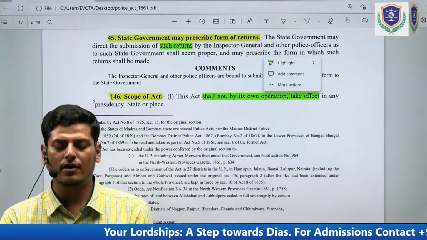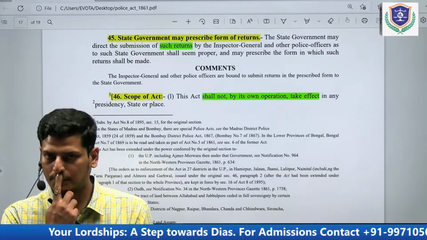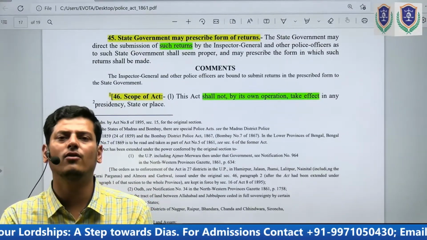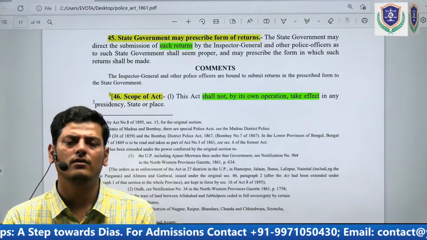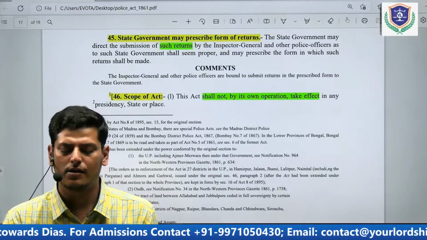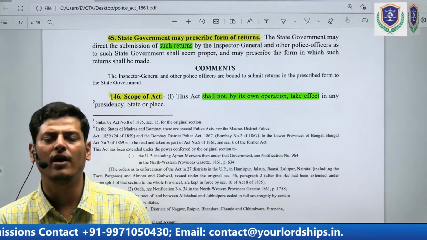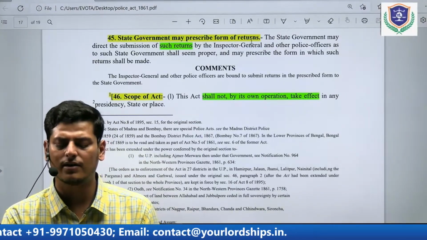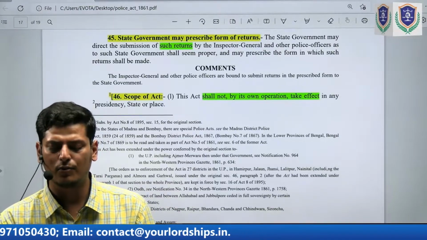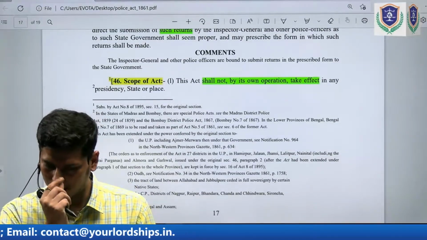स्टेट गवर्नमेंट prescribe the form of return. रिटर्न फाइल करता है कौन? डायरेक्टर जनरल. सेक्शन 45 में मैंडेटेड है. स्टेट गवर्नमेंट direct the submission of such return that has to be filed by the, यहाँ इंस्पेक्टर जनरल है, डायरेक्टर जनरल कम इंस्पेक्टर जनरल and other police officer, as such the state government shall deem proper.